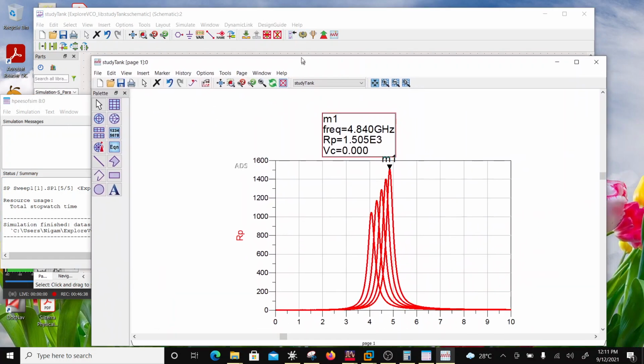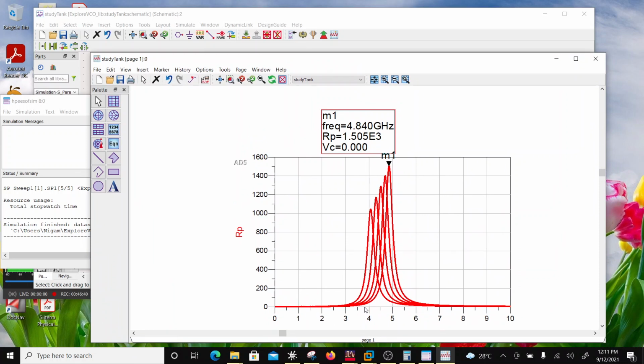Okay, so now you see I am going from 4.2 to 4.8 roughly, and I barely make the tuning range. But now you can see that my loss keeps above 1K, right? So that means that this is good for phase noise, but the tuning range I'm not achieving.